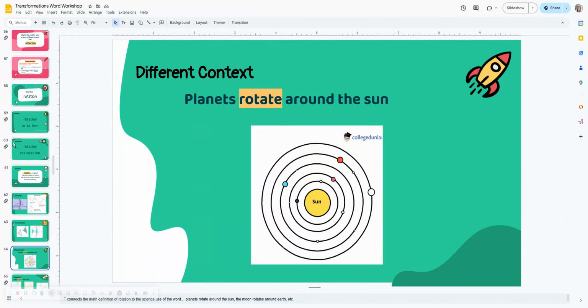Here's a little bit of different context just to kind of finish us out today. You know from your planetary unit in science that planets rotate around the sun. Our moon rotates around the earth. Rotating just means we're going around. So here you'll see all of the planets are turning or rotating in a clockwise direction. We're moving right to start and going around that circle.